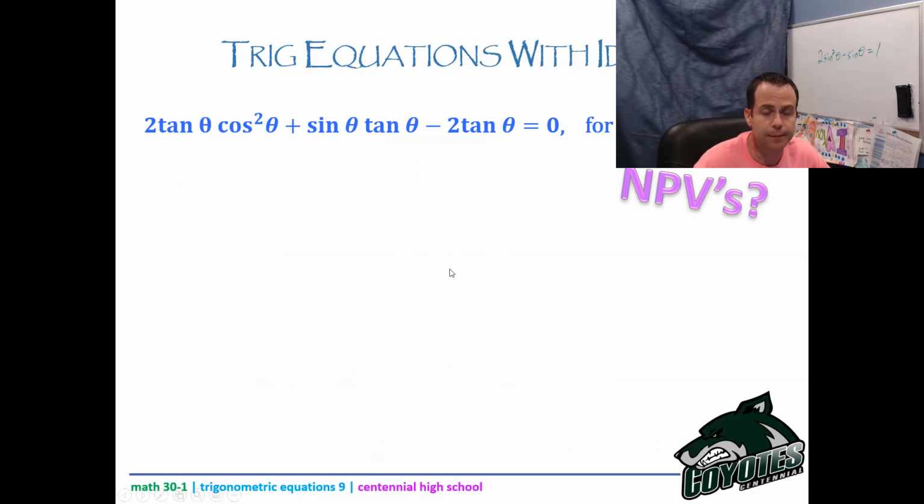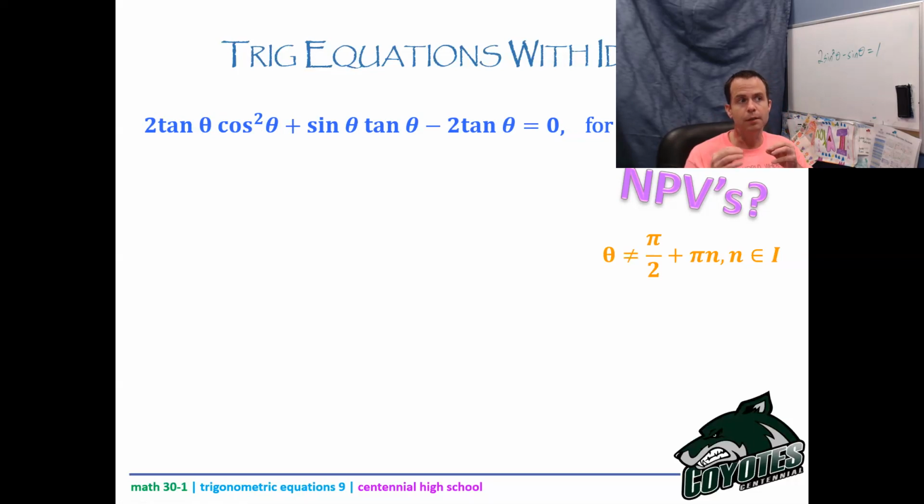Cos of theta can't be 0, and that ends up being at theta equals pi over 2 plus pi n, where n is a member of the integers. So I want to state that first. When I go to get all my solutions, I always want to get all my solutions and then go back and check that NPV and make sure that none of my solutions are those NPVs.